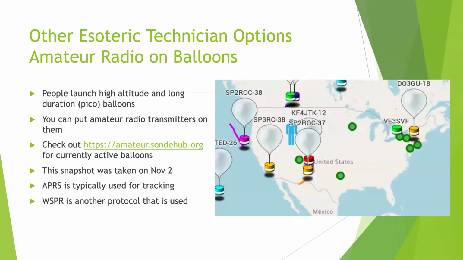Speaking of putting cameras on balloons, a lot of amateur radio stuff goes on balloons, and there's a lot of balloons in the sky all the time doing stuff. These are amateur balloons. They're not operated by professional organizations. They're operated by amateurs. And if you go to this amateur.sondhub.org, you can see on a map all the balloons that are up right now, and see where they're at and what they're doing.